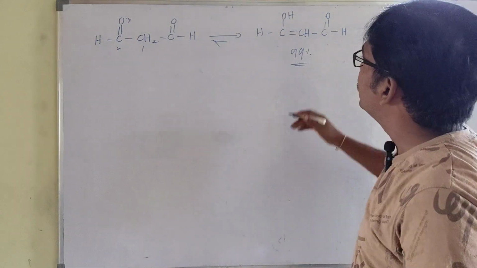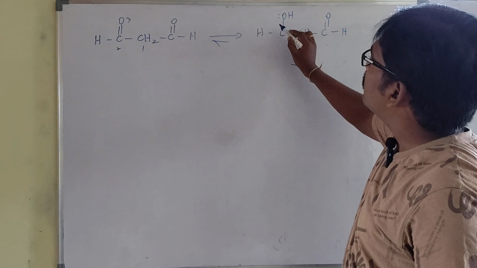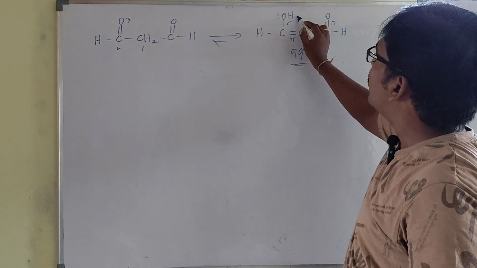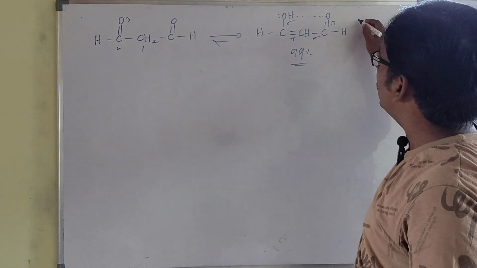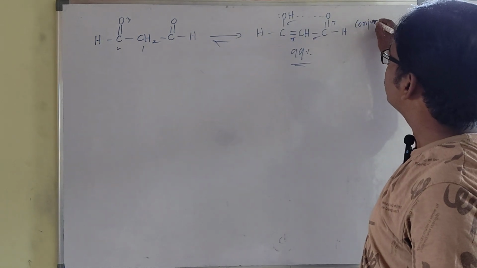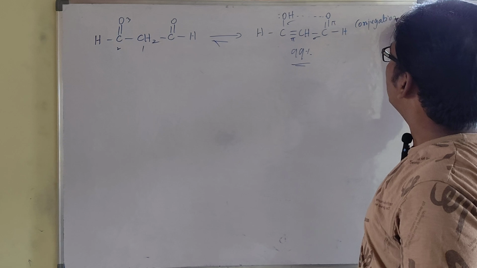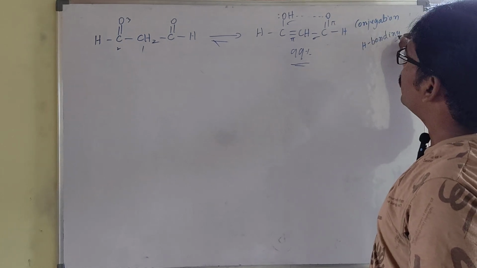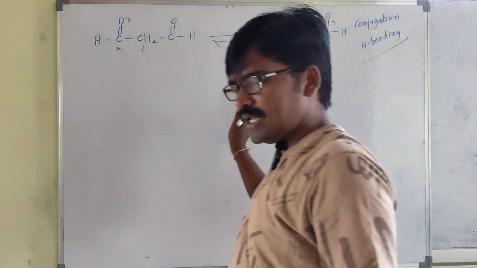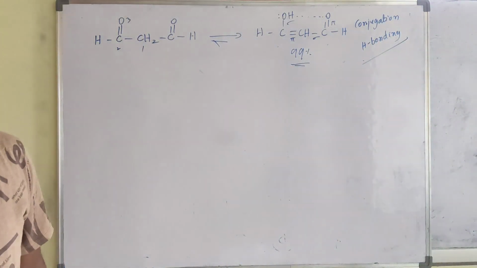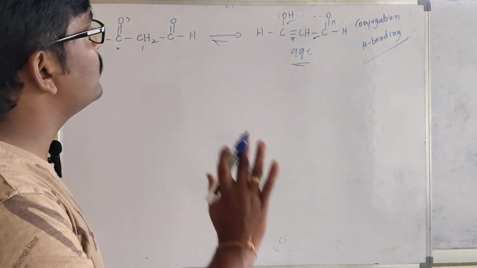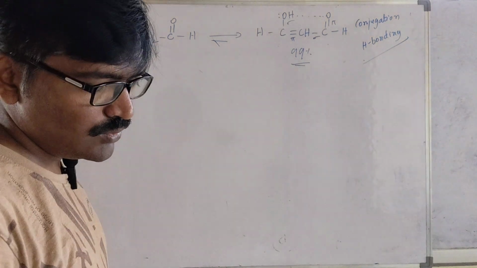Why? What is the reason? Because of a lone pair of electrons, sigma, pi bond, and hyperconjugation also is present, conjugation also is present, hydrogen bonding is also present, so enol formation is more stable than the ketone. Sir, what percentage is more stable? Sir, 100% is more stable, almost 100% is more stable.